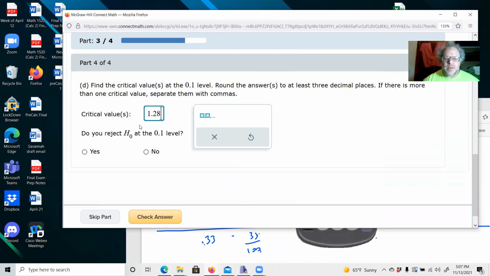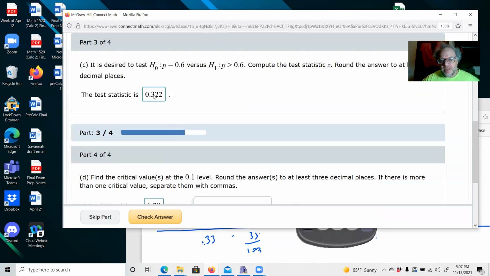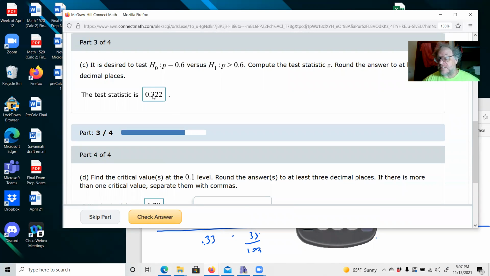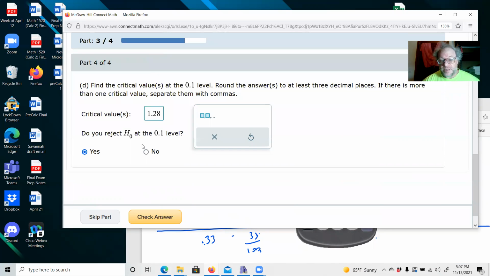So we look at our test statistic of 0.322. It's smaller than the rejection region. Anything bigger than 1.28 would have been in the rejection region. This is not bigger than 1.28, so we do not reject the null hypothesis.